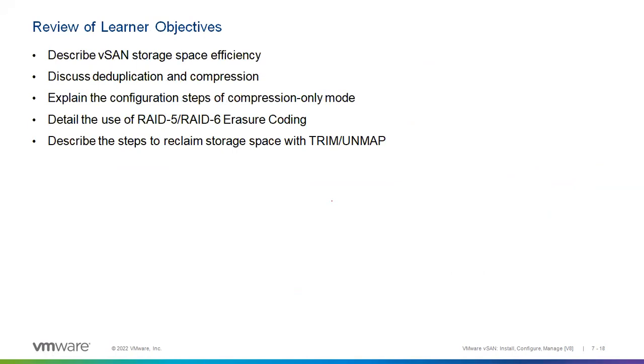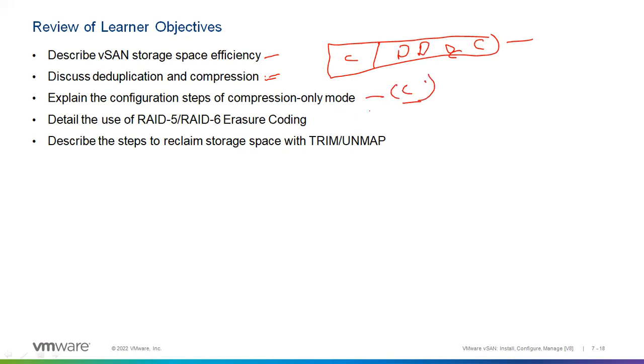Okay, then a review of the learning objectives, what we learned: what is storage efficiency, where we talked about different technologies, and discussed dedupe and compression, and where we can enable compression only. We can enable dedupe and compression, but we have to look at what the possible scenario is for that, and how we enable compression only. Then the use cases of RAID 5 and RAID 6 and how we can apply them.